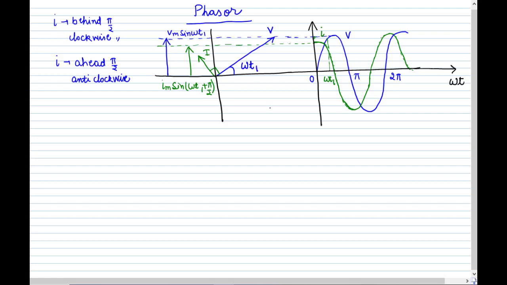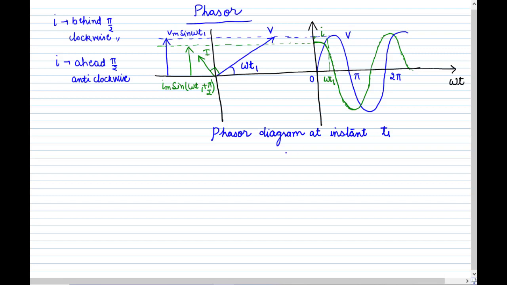So this is how we can easily draw the phasor diagram. This is a phasor diagram for a capacitor connected with an AC source, and this phasor diagram we have drawn at any instant t1. So this is how easily we can draw the phasor diagram.